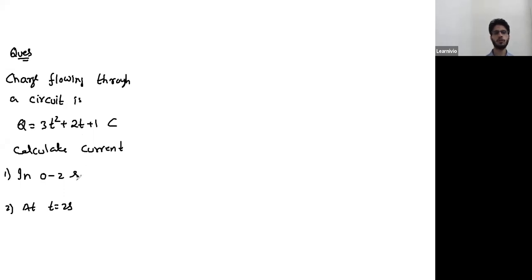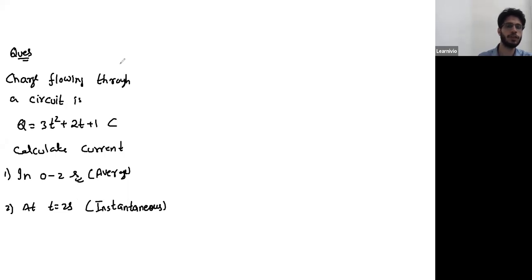Okay, Fatma. So in 0 to 2 seconds, what does it mean? Is it average or instantaneous? He's asking to calculate average. Yes. Whenever you have an interval, the current you are supposed to calculate is average. And what about the second term? It's an instant, no interval. It's asking you to calculate current exactly at 2 seconds, which means this is instantaneous current.